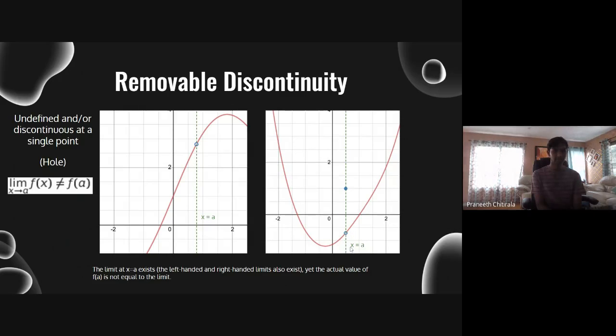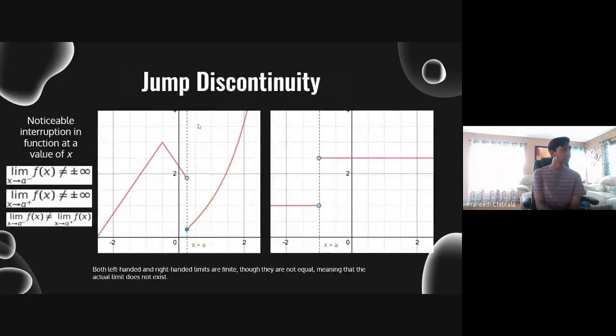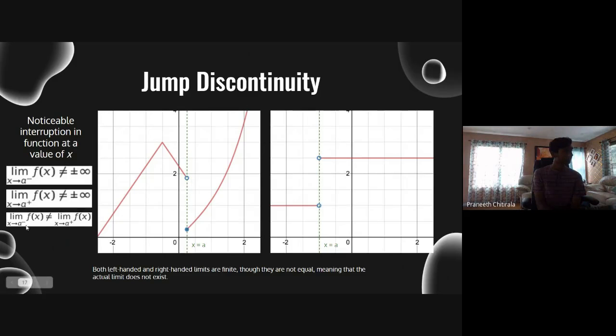So that means that, as shown down here, the limit as x approaches a exists, but the actual value is not equal to the limit. The limit exists, so the limit is a finite number. But it's not necessarily equal to the value it's defined at, or f of a. A jump discontinuity, on the other hand, the limit does not exist, which is shown here.